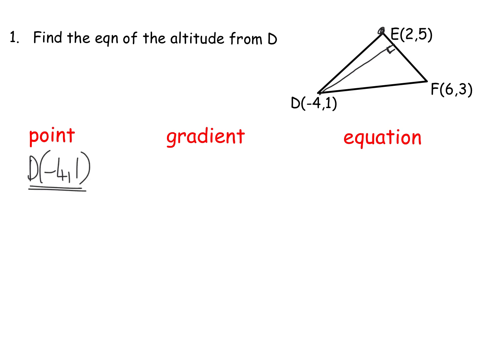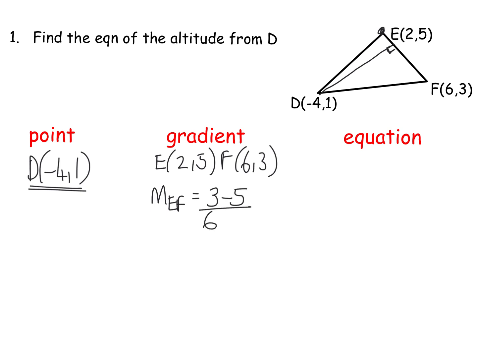Then we're going to find the gradient of the line the altitude meets. So we're going to find the gradient of EF. So I'm going to just write out my coordinates for E to F, so I'm not looking away over there. So E and F are (2, 5) and (6, 3). So gradient EF will be 3 take away 5 over 6 take away 2, which gives us -2 over 4, which goes down to -1/2.